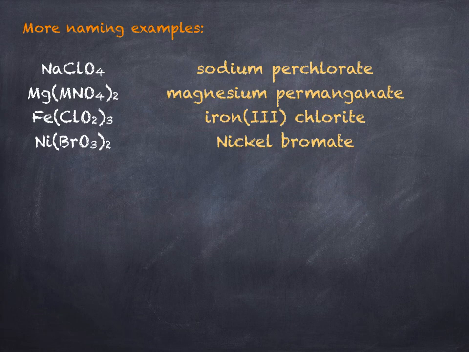Next one would be nickel, coming with a BrO3, which would be the bromate case, so we have nickel bromate. Again, nickel is a transition metal, but because it only has 1 charge, we don't need to mention the charge. The only charge that nickel can get is actually +2, so we don't need to mention the charge.